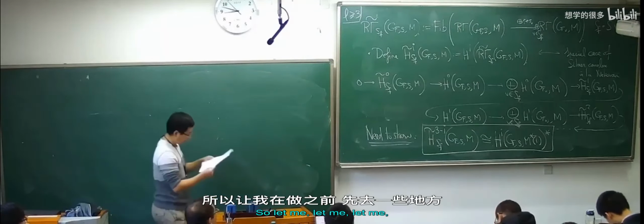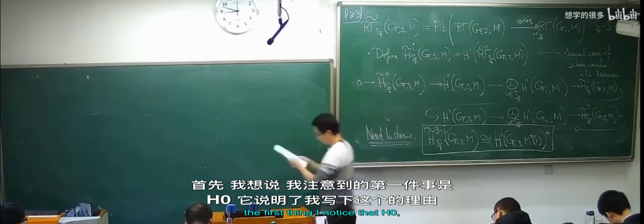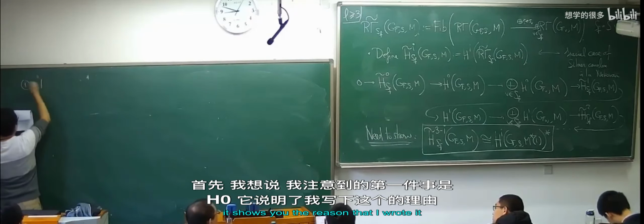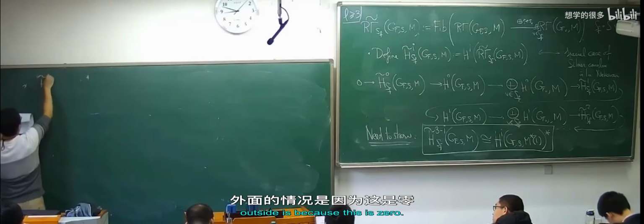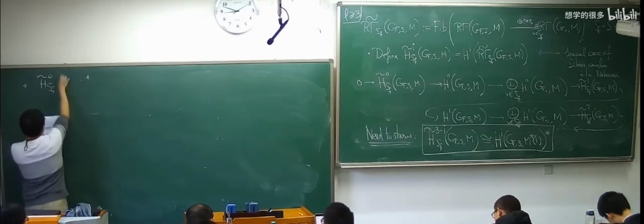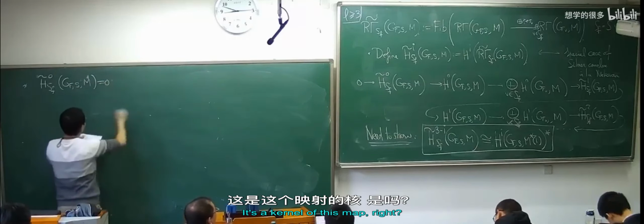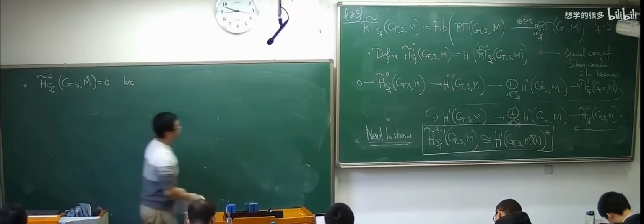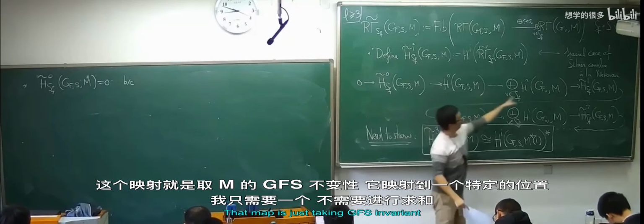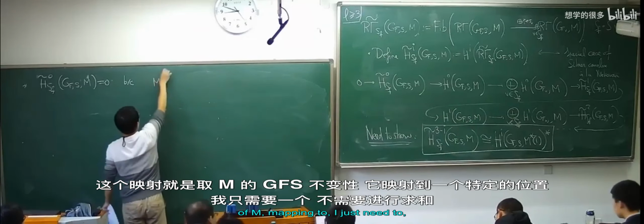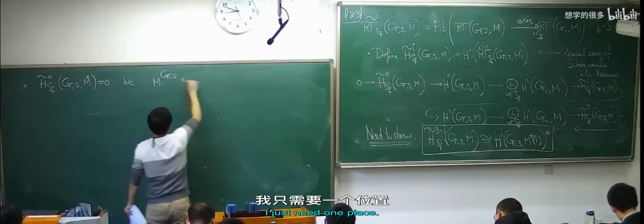So before doing much, let's sort out some of the places. First of all, I claim that the first thing I notice is H0 tilde SF. The reason I wrote it outside is because this is 0. This is because, what is it? It's a kernel of this map, right? And what is that map? That map is just taking GFS invariant of M, mapping to, I don't need the direct sum, I just need one place.